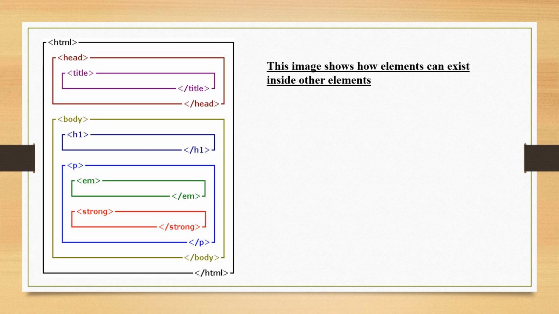Next, this image shows how elements can exist inside other elements. Here, the HTML tag is open, which is followed by the head and the title. And as soon as the title is described in the code, the title and head part are closed, and that is followed by the opening of the body tag, where the heading part and paragraph part are used, along with some tags known as emphasis and strong tags. After the code is written, all the tags which are opened are closed at last.